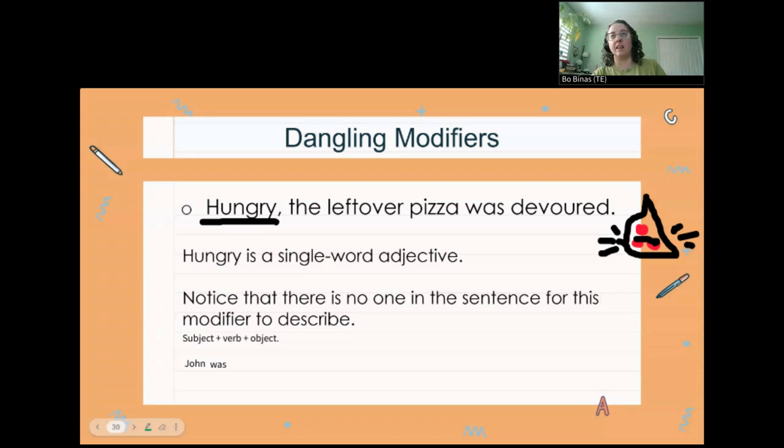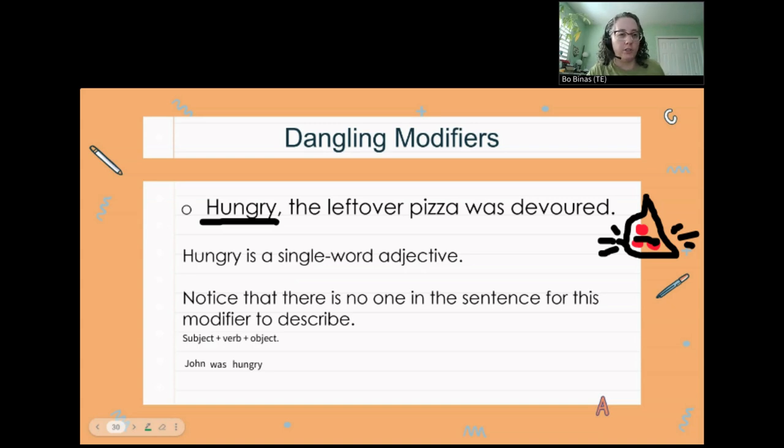Come on, it's 11 o'clock. We can do it. Okay, John was hungry. Sure. Now what? We can't just add the leftover pizza was devoured. So there we go. We need a conjunction.